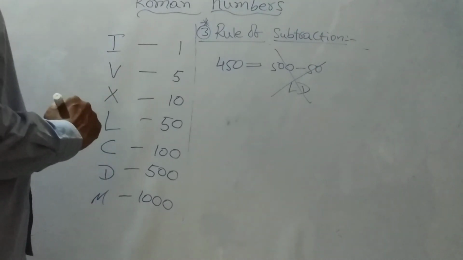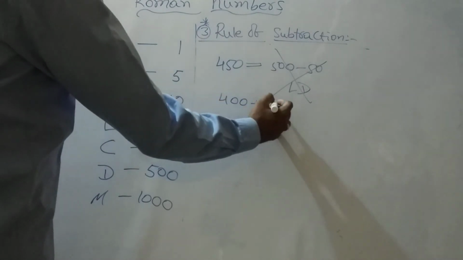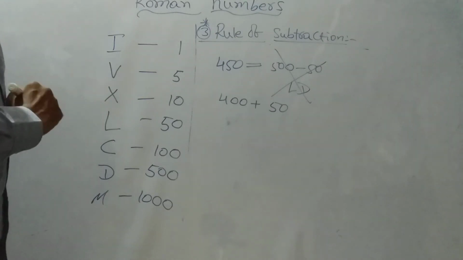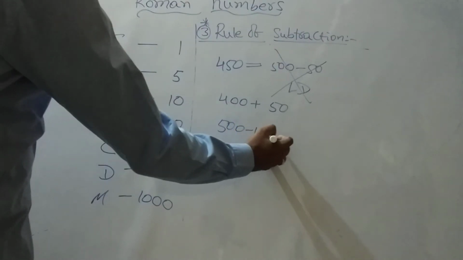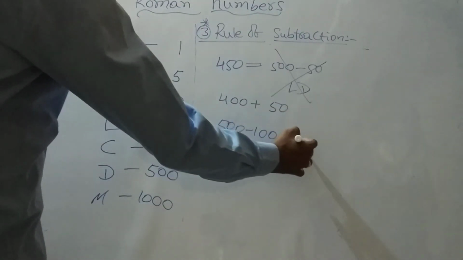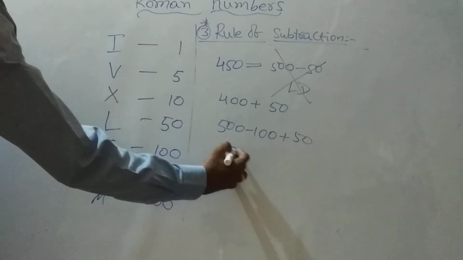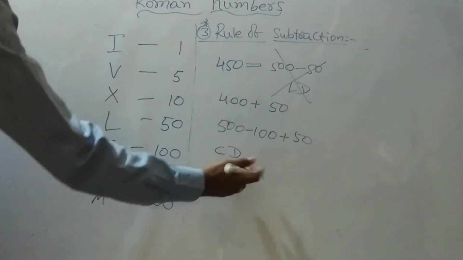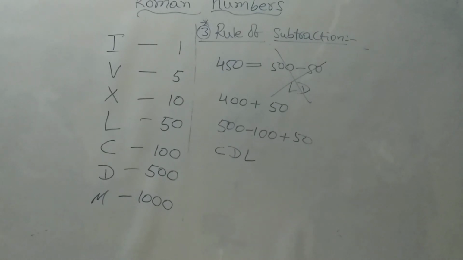But how to write 450? 400 plus 50. How to write 400? 400 means we can write 500 minus 100. You can write 50 as it is. The 500 symbol is D. The 100 symbol, C, you write on the left side of this. And the 50 symbol is L. So 450 is CDL.